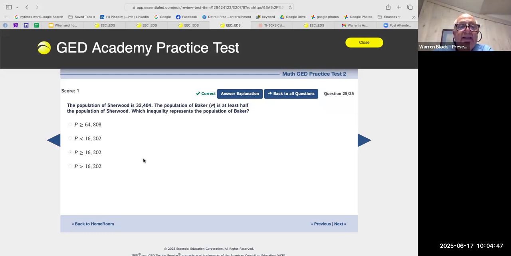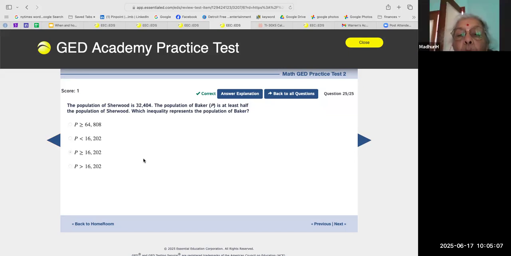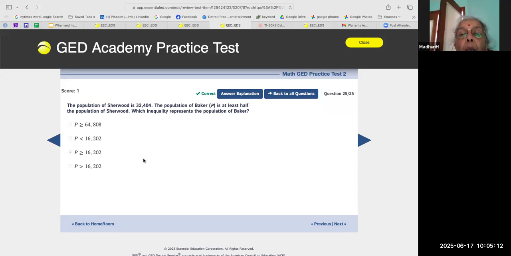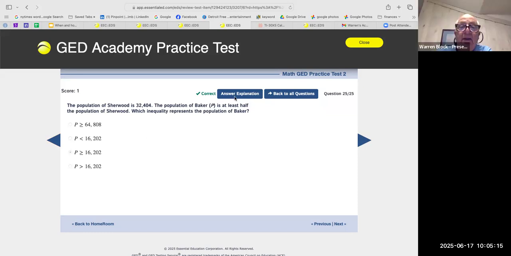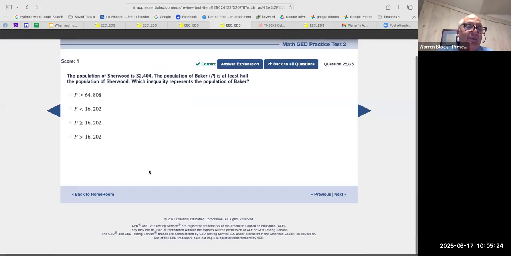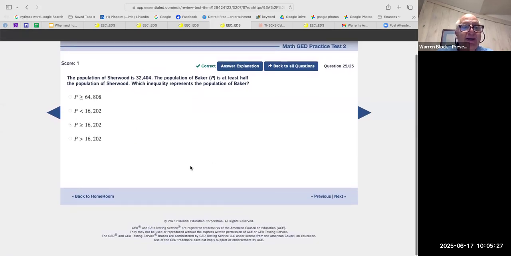So the population is at least half. So is 16,202 one of the answers? We want at least half, so we have to be bigger than 16,202. Do we want the equal sign underneath or not? At least the half, so yes. Okay, so we'll go with greater than or equal to, and we passed. I didn't, but you guys did.